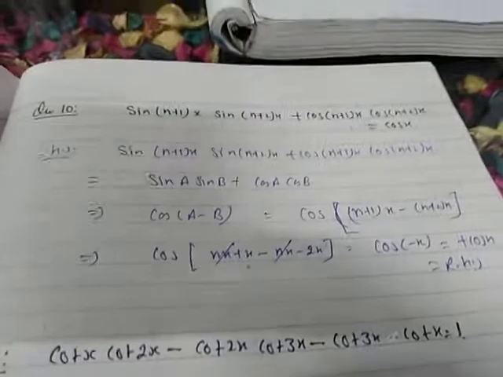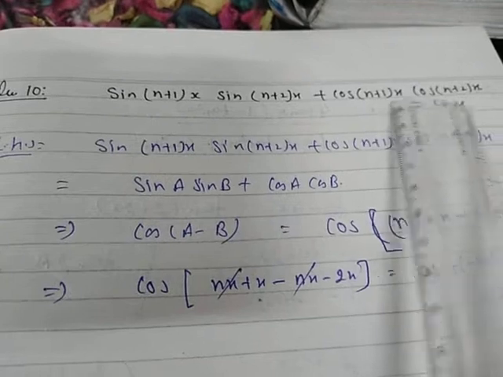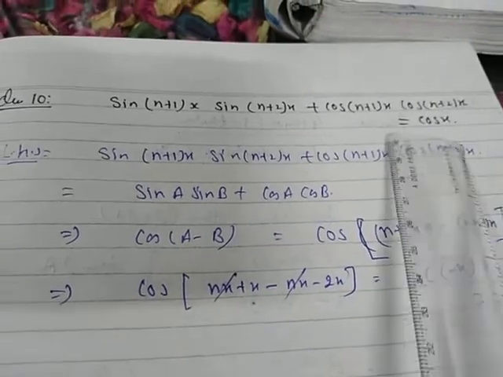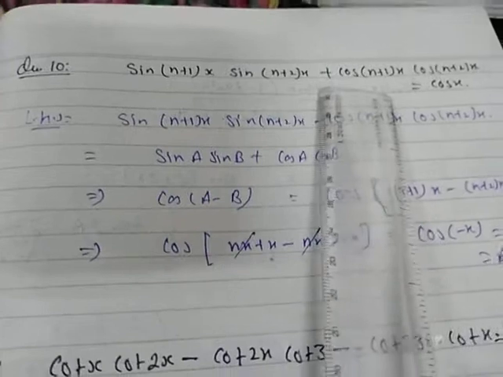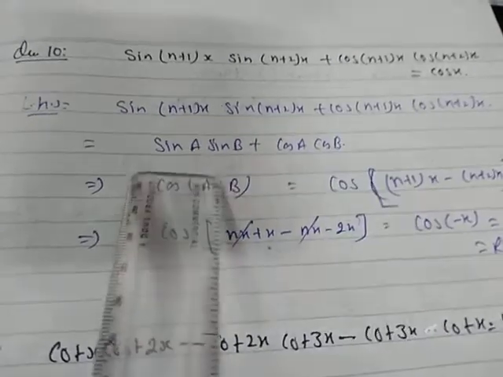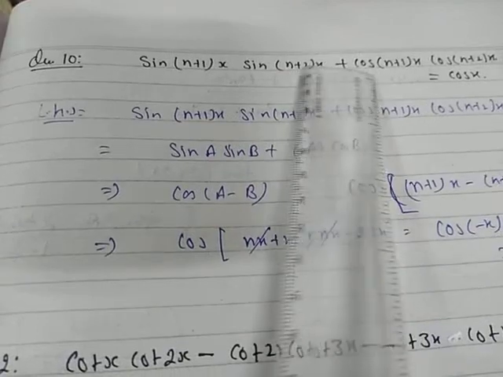Okay. Now question number 10. Question number 10 is, children, prove that sin(n plus 1)x sin(n plus 2)x plus cos(n plus 1)x cos(n plus 2)x is equal to cos x. Very simple question children. It is cos A cos B plus sin A sin B, that means cos(A minus B). Sin A sin B plus cos A cos B is cos(A minus B). And A is (n plus 1) whole into x and B is (n plus 2) whole into x.